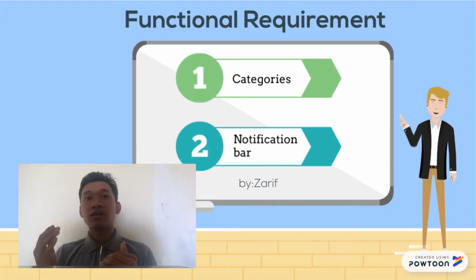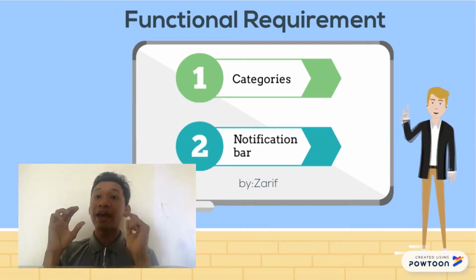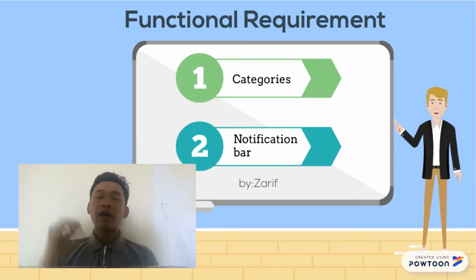The next is the notification bar. The notification bar is located at the top of the Shopee website, and the function of this notification bar is for the website to notify the user about the item order, promotions, and any other updates.